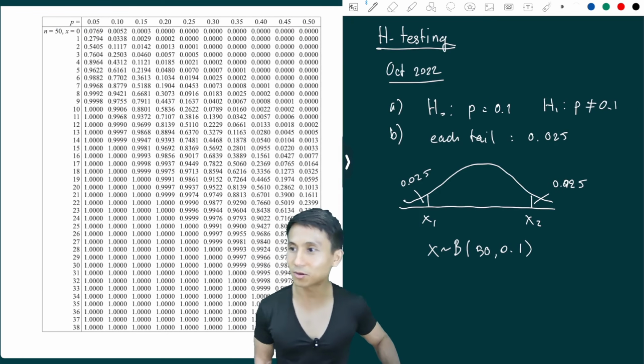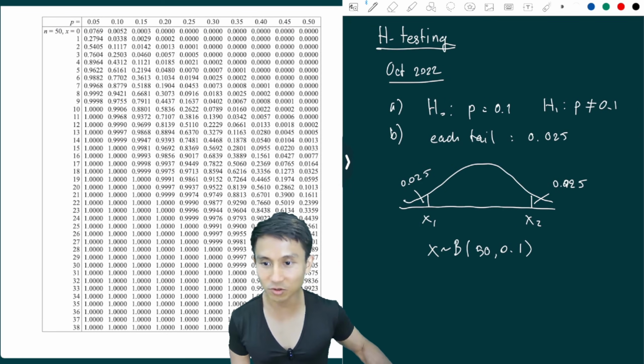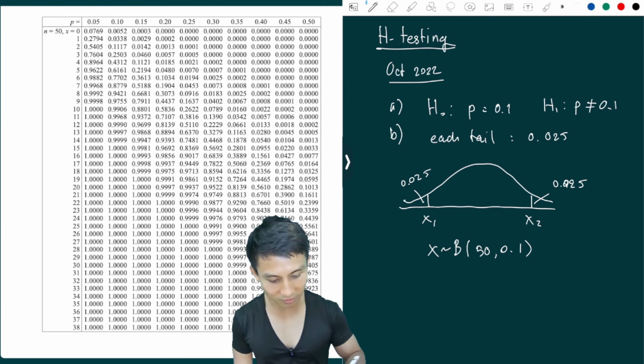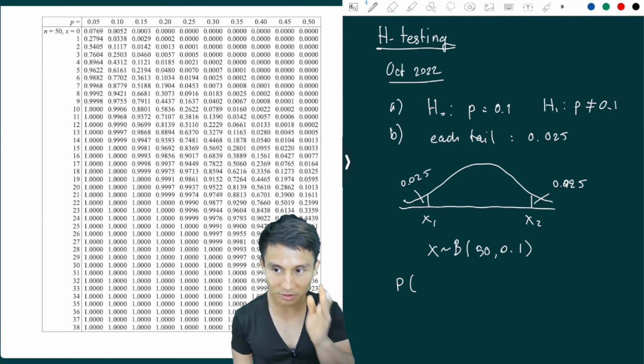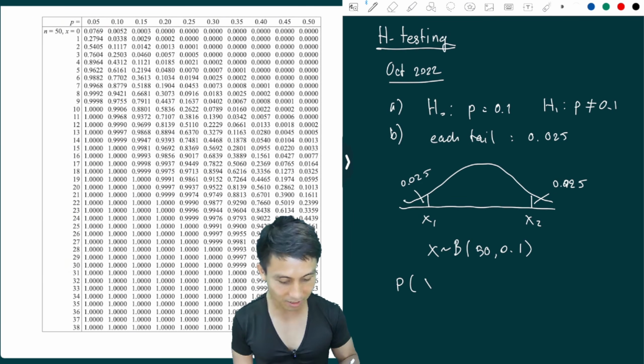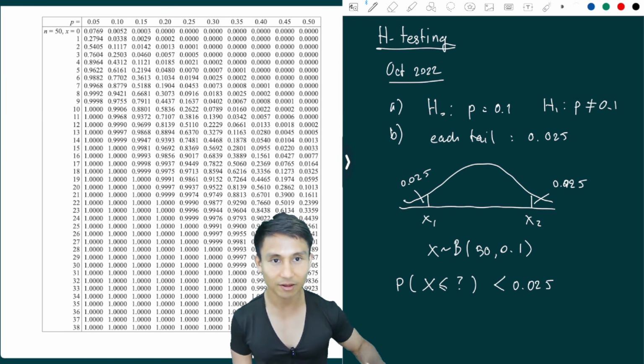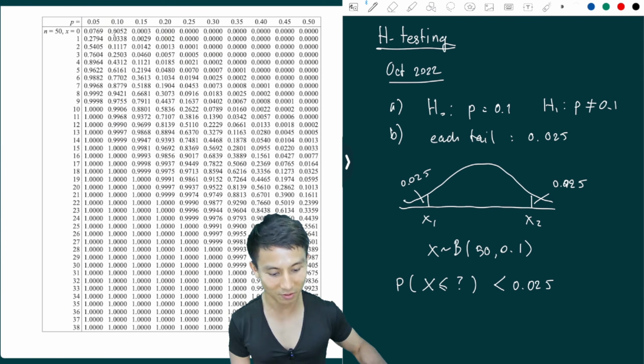Now we want to look at the value. Let's do the left tail first. So we are looking at x less than some value where the probability starts to be smaller than 0.025. So let's have a look. p is 0.1 in this case, and this one is too small, so we're going to find the first one that starts being smaller than 0.025.